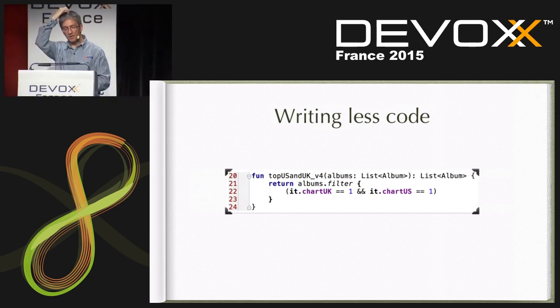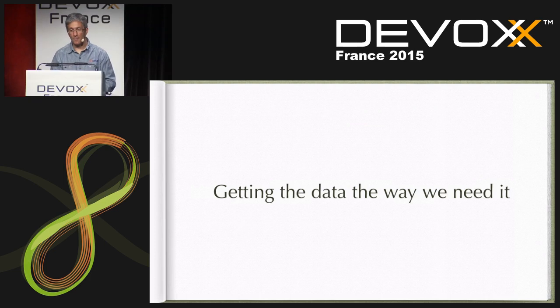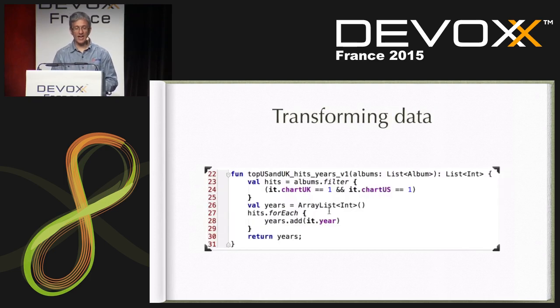Now, this is very simple because obviously not always is it this easy to just loop through data. Sometimes we need to get data in a different way. So here, for instance, what I have is I want to get the top US and UK hits and the years of the album. So first, I do what I did before, which is filter. But then I go back to that imperative approach, which is, okay, now I want to, for each of these, instead of adding the album, I just want to add the year, right? Why don't I remove that?